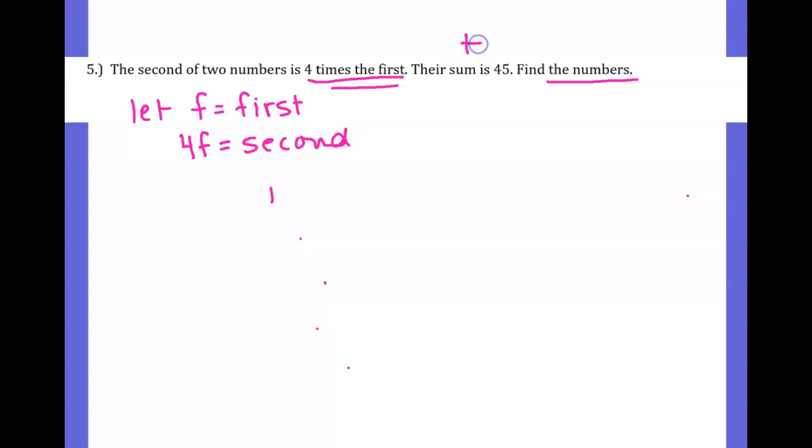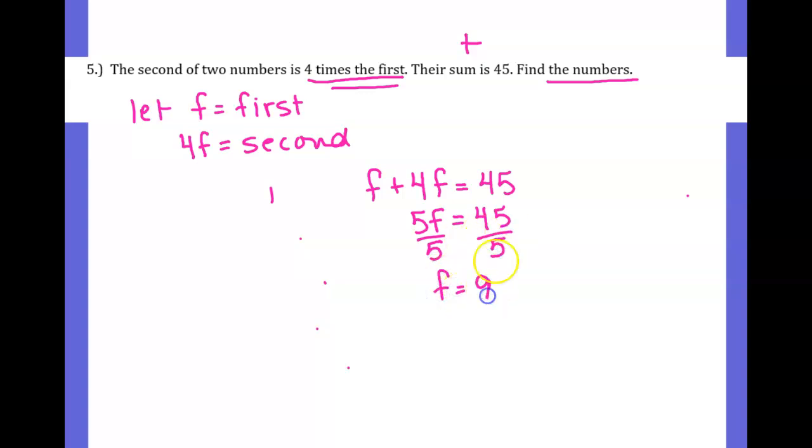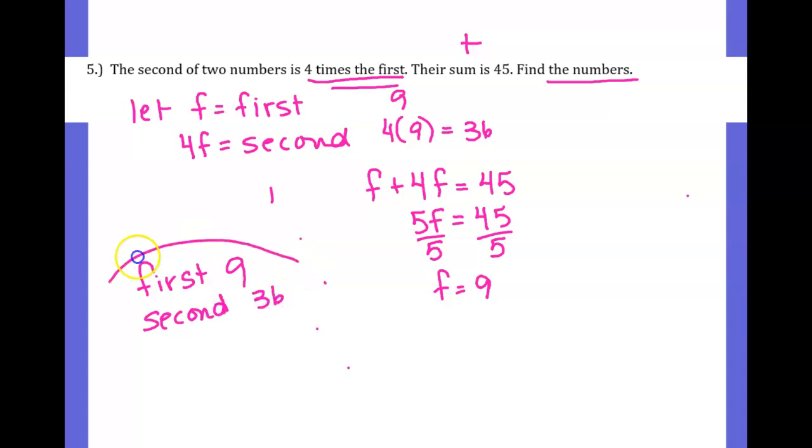Their sum means we add, so we take the first and the second, and we get 45. This doesn't seem to be too hard of a problem. f plus 4f is 5f, and then we simply divide by 5, and we get f is equal to 9. So we're finding the numbers. The first number would be 9, and the second number would be 4 times 9, which would be 36. And that would be our answer.